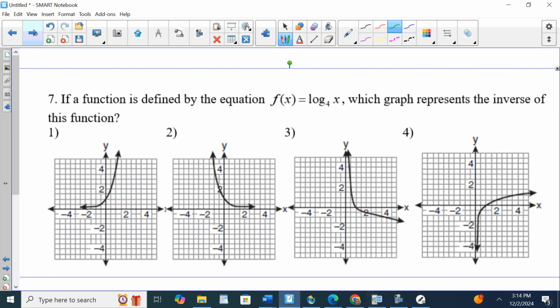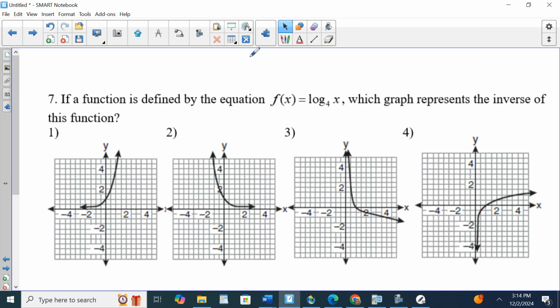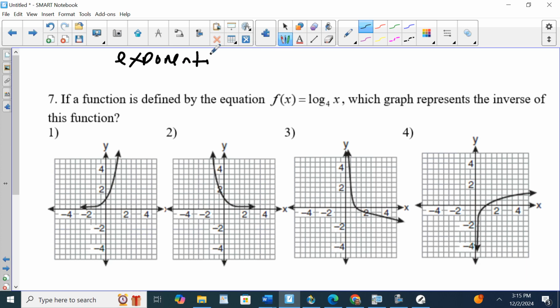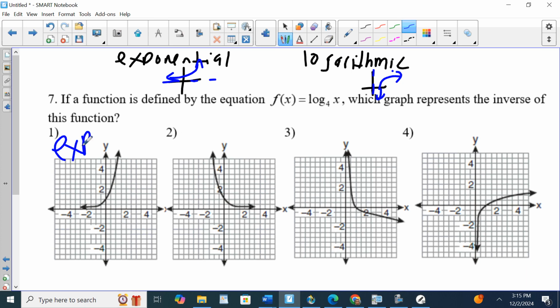All right, we get to some real math. No more strategies. You need to know what exponential growth looks like. And you need to know what logarithmic growth looks like. Exponential, logarithmic. Exponential has a horizontal asymptote. It goes through 1, 0. It looks like that. Logarithmic has a vertical asymptote. It goes through 1, 0. It looks like that. So if I'm looking at this thing, choice 1 is exponential, and choice 4 is log.